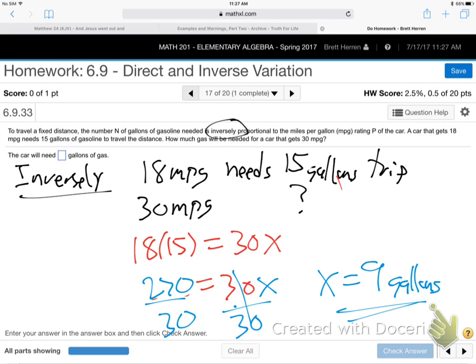Good deal? Does that make sense? Do you sense that those are inversely related? Better gas mileage, fewer gallons. Worse gas mileage, more gallons of gas needed. Those are inversely related, aren't they? Many things in real life are direct or inversely related. And so these are the equations you use. Very, very practical.